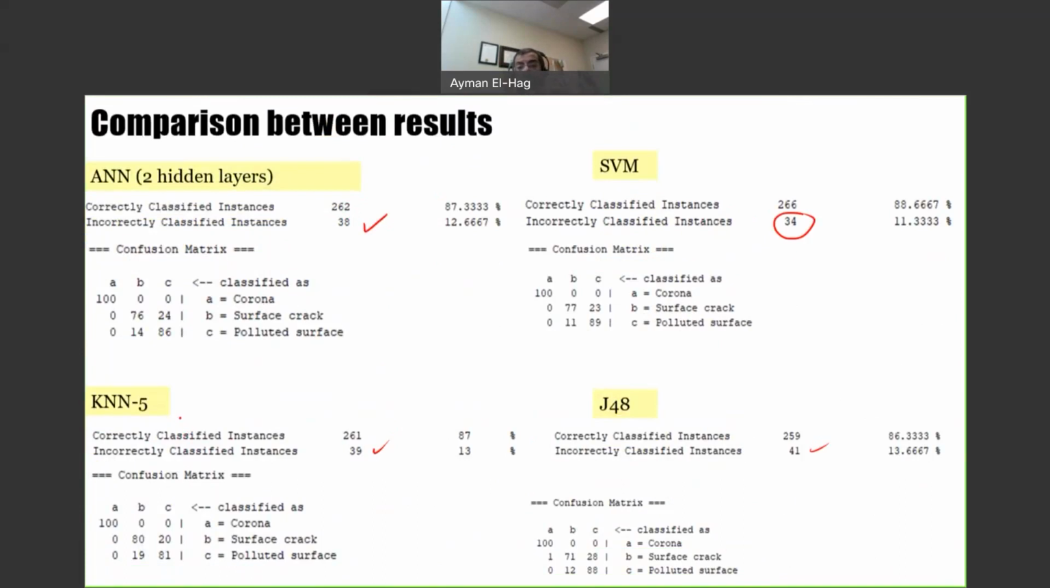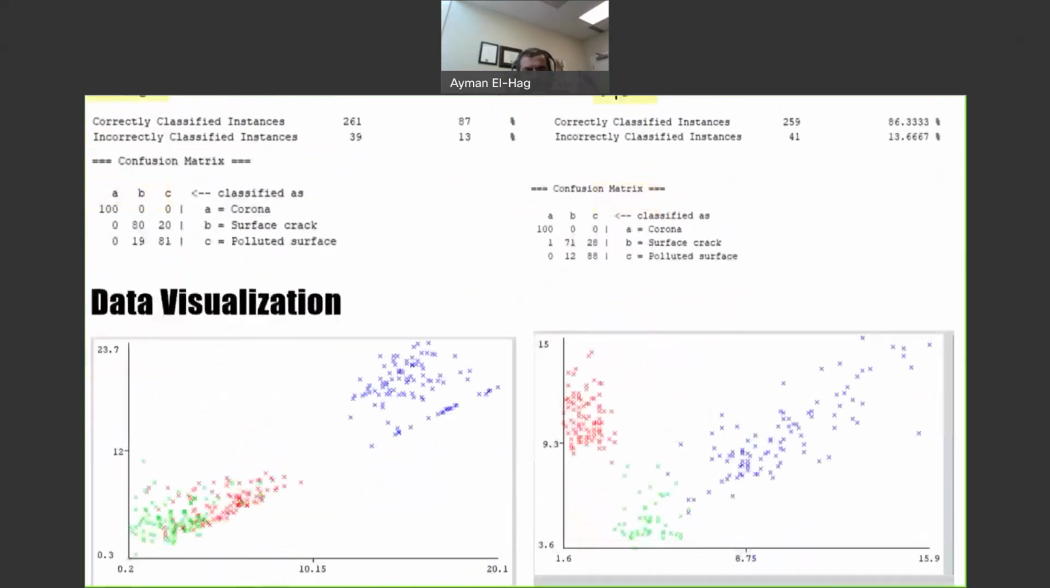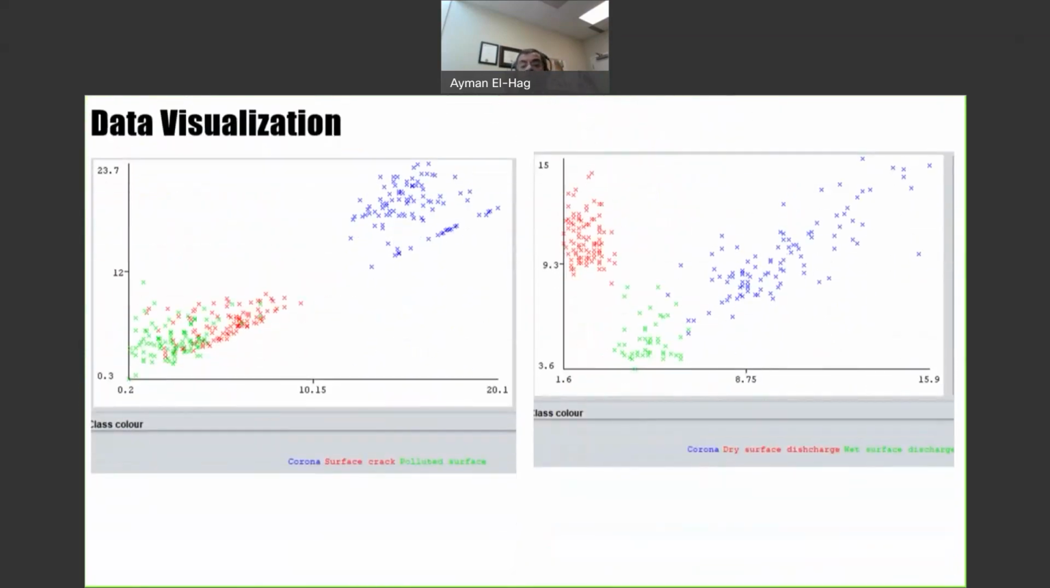So one important thing that we realized here, that all of them have 100% in the corona. And we need to understand why is that, why the corona specifically has this very high rate. I mean, the perfect rate, which is 100%. Okay, so let's go here and let's compare.